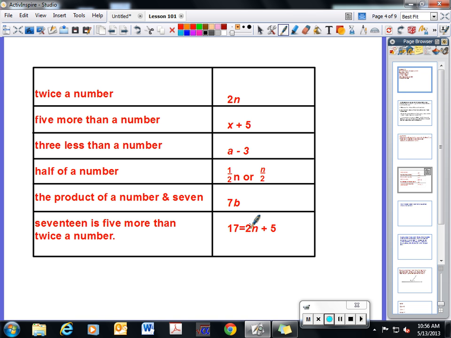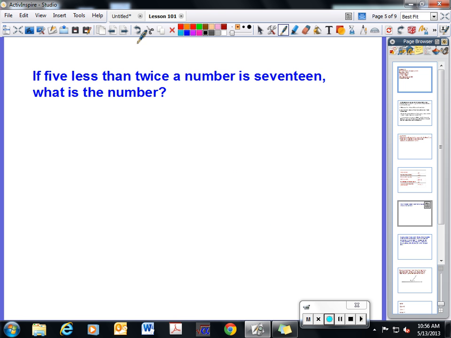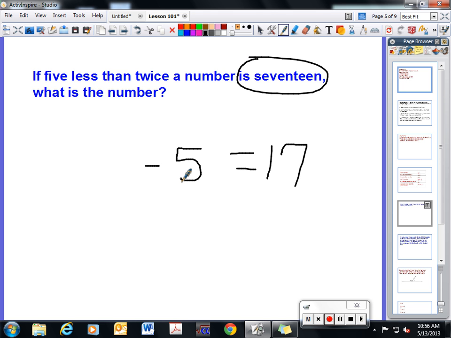So we're going to be turning some of those word phrases into expressions and equations today. If you had to do this one, it says, if 5 less than twice the number is 17, what is the number? Well, we know that it's going to equal 17. That was the "is 17" here. We just did that part. And it's 5 less, so we're going to subtract 5. Then twice a number, 2 times whatever letter you choose. In this case, I chose y. Then you could solve it, just like we've been solving equations for several weeks now.